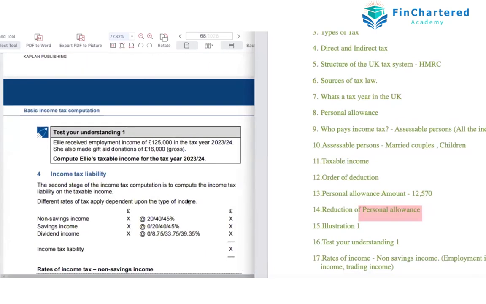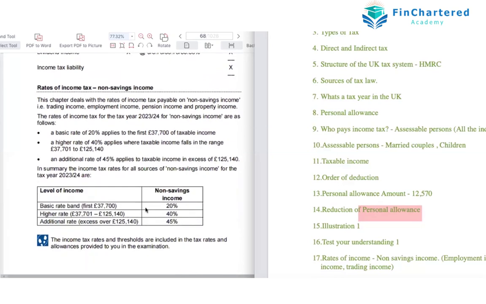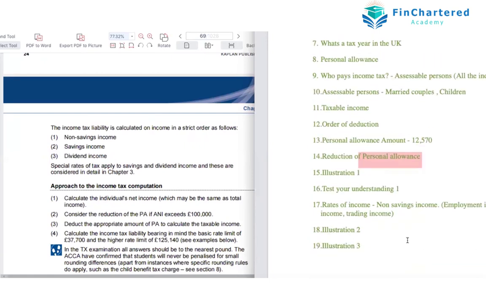So it's not like I'm just starting this chapter now. Income tax liability, I told you, up to 37,700, you will pay a percentage of 20% in tax. If your income crosses 37,700 up to 125,140, you will pay 40% tax. And above that, you will pay 45%. So this is something that we have already seen. And the order also we have seen. The income tax liability is calculated on income in a strict order: non-savings income, savings income, dividend income. And we saw that also.